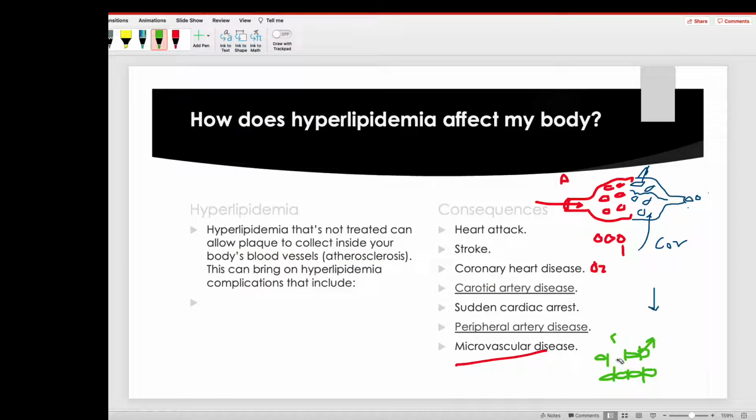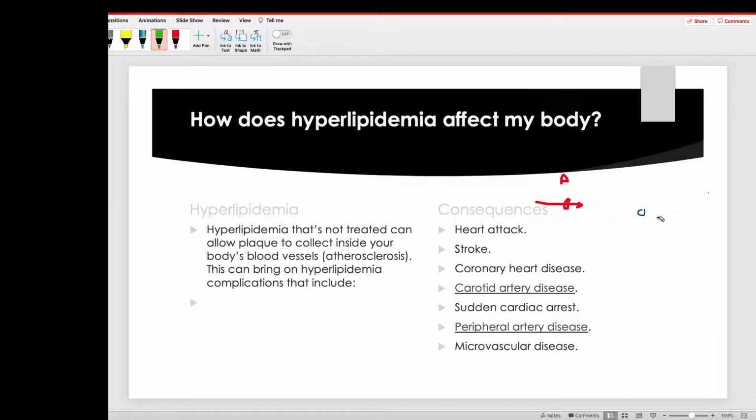I'm going to clean this up for you guys. I have to clean this after every slide, because if I don't, when I upload your slide to Canvas, all my horrible second grader drawings will be on there. So, all right, let's move on.